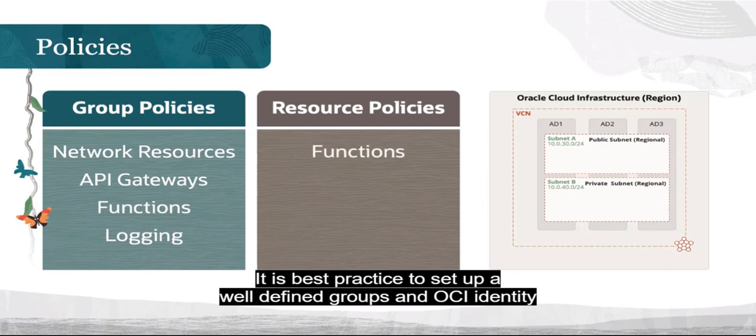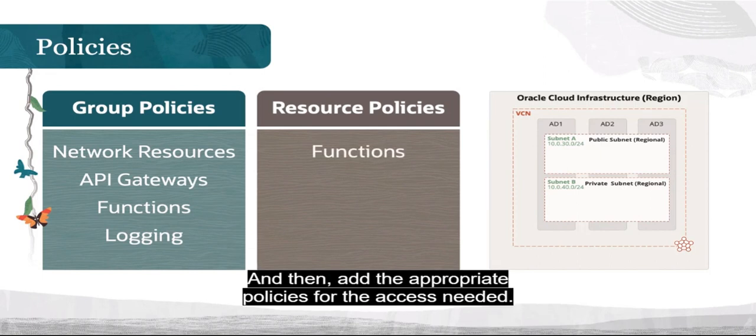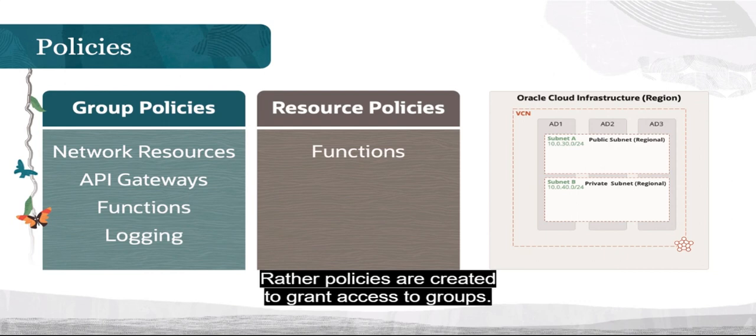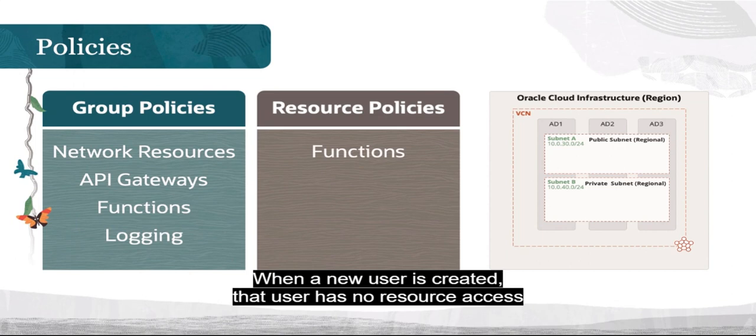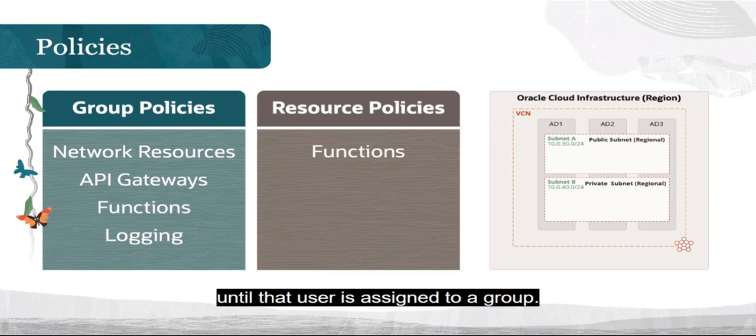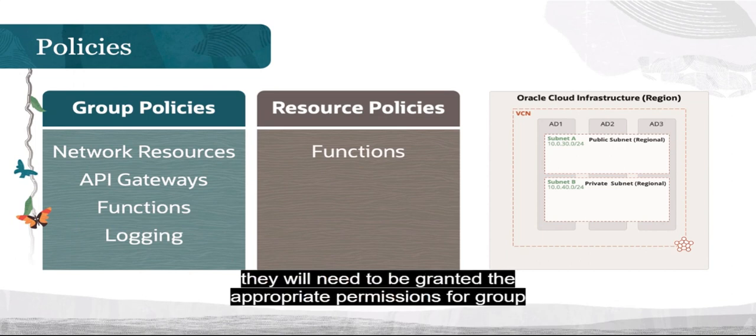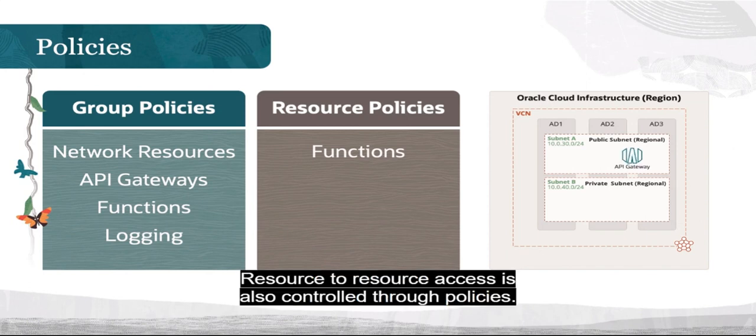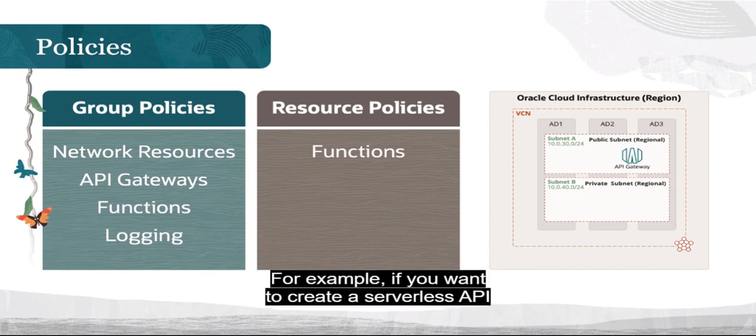It is best practice to set up well-defined groups in OCI identity management and then add the appropriate policies for the access needed. Users are not directly granted access to resources. Rather, policies are created to grant access to groups, and users are then added to those groups. When a new user is created, that user has no resource access until that user is assigned to a group. When enabling your teams to develop APIs, they will need to be granted the appropriate permissions through group membership. Resource-to-resource access is also controlled through policies. For example, if you want to create a serverless API with API gateway and functions, you must add a policy to allow API gateway to invoke the functions.